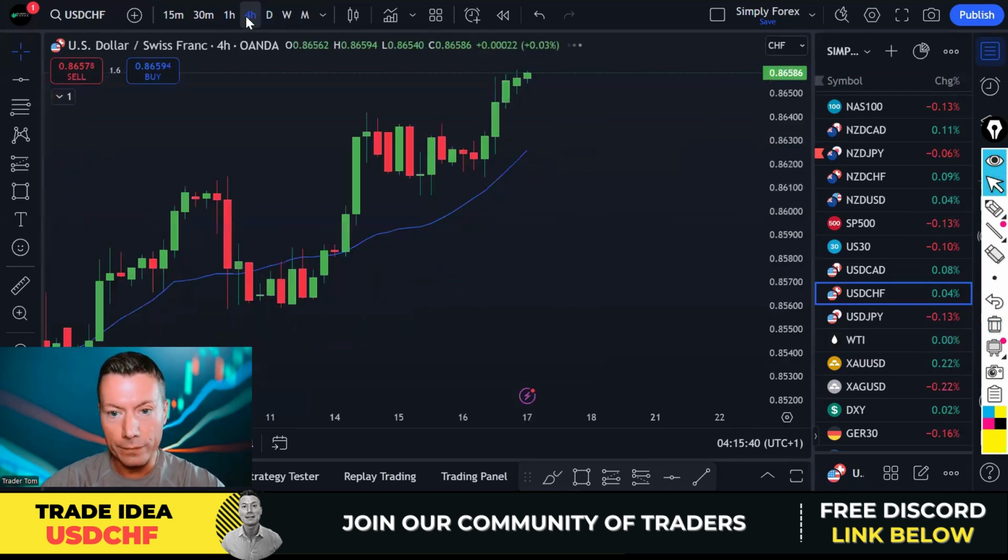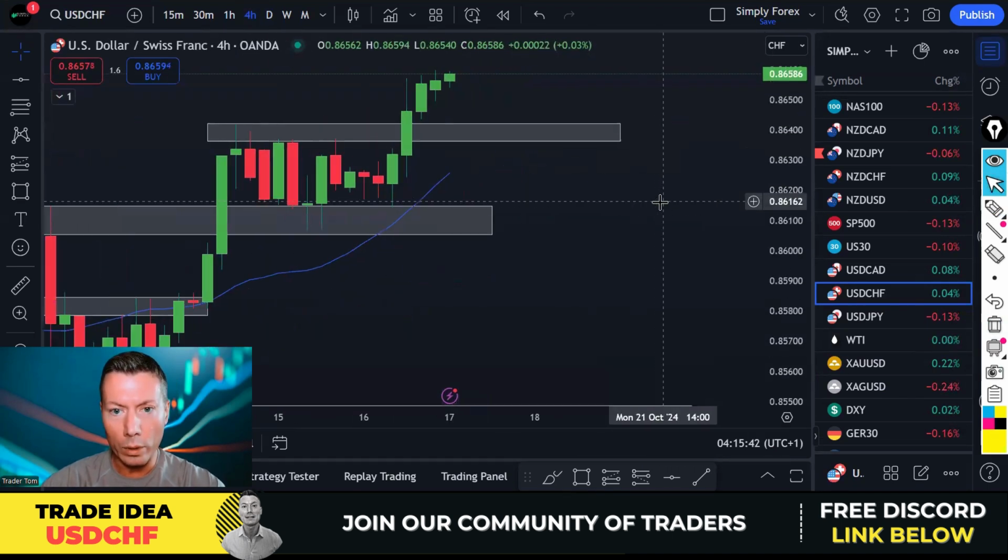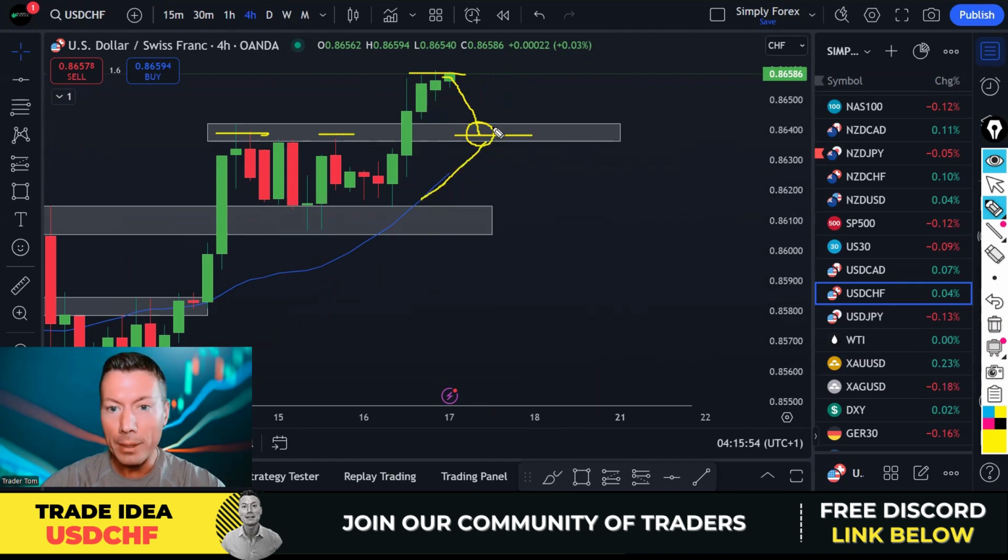But if we look at the H4, all I'm going to do is wait for a retrace. Again, there's no value in here, so I'll wait for a retrace into this area here. It was once resistance, will become good support. The moving average 20 catches up. I love this setup when I get all of those things aligned. And then we can start buying US dollar Swiss franc.